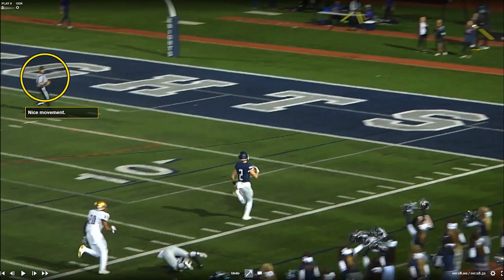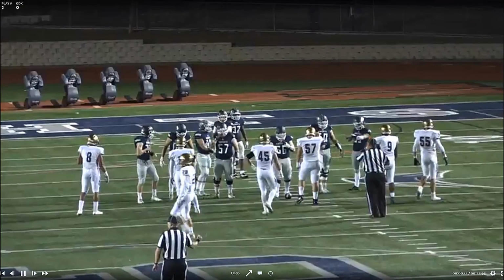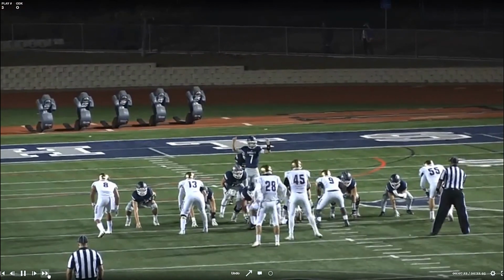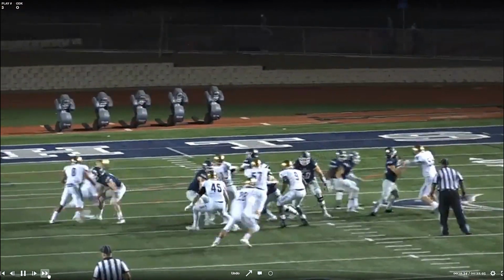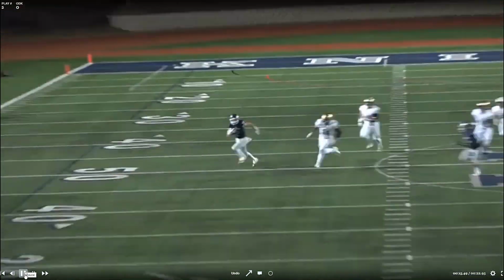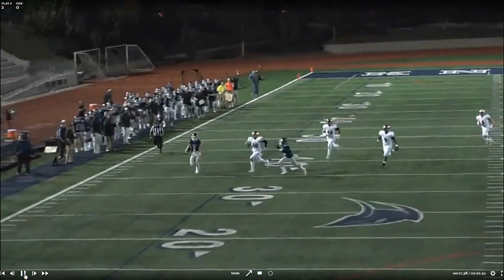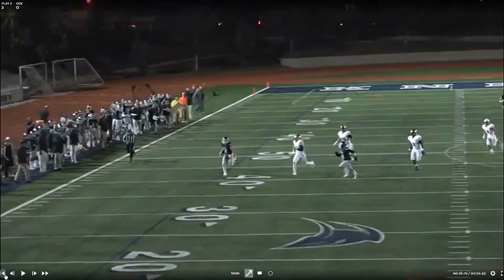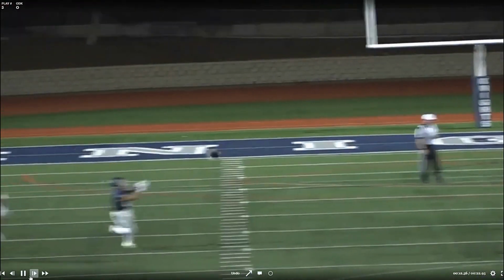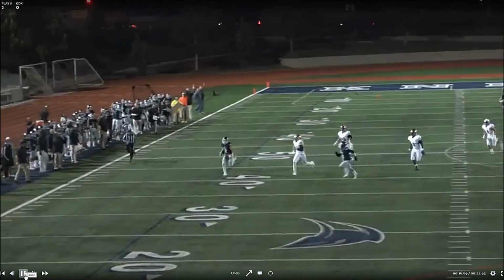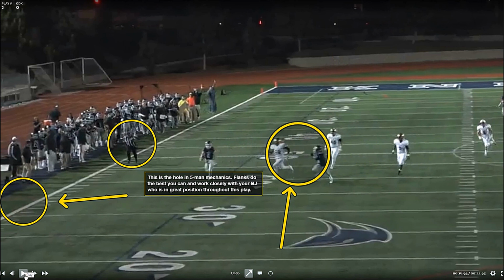Yeah, nice movement by the back judge. Let's take a look at it from the end zone. Let's speed this up a little bit. All right, there you see the block. Okay. Steve makes an interesting point here. This is the hole in five-man mechanics.